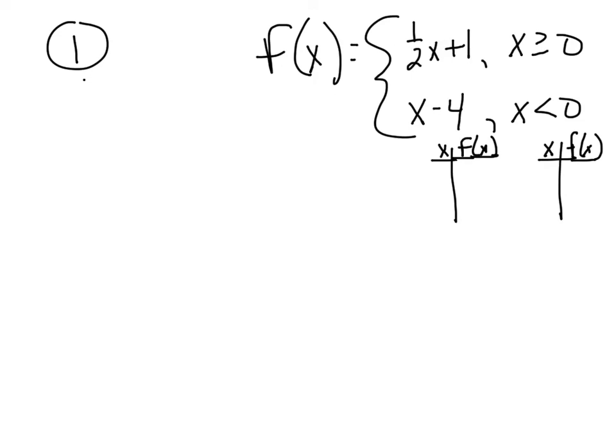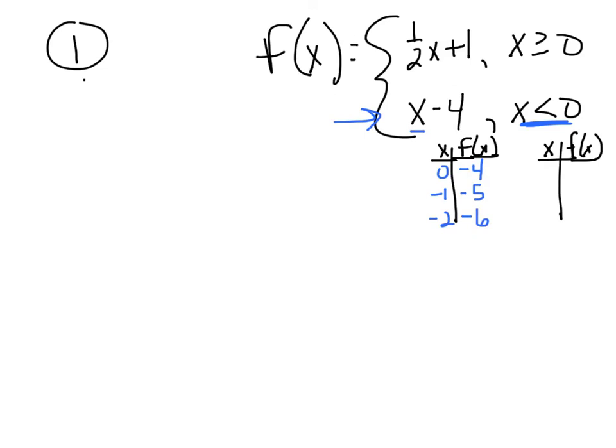So I'm going to start with values that are, when I see less than, that's the first part of the graph I'm drawing. So I'm going to look at this one. I'm going to do that in blue. So x has to be less than 0. So that means I'm going to put 0 and less than that, negative 1, negative 2. All I do is plug it in. 0 minus 4 is negative 4. Negative 1 minus 4 is negative 5. Negative 2 minus 4 is negative 6.